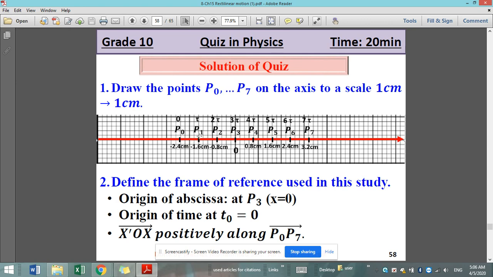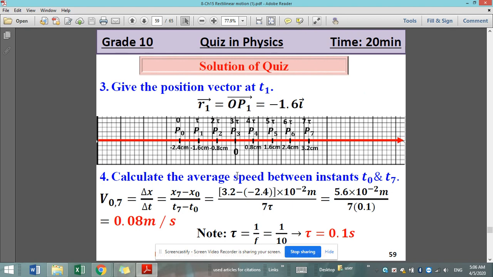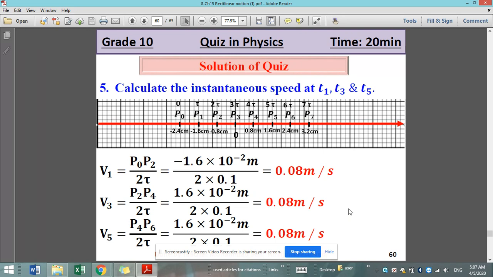every time equal tau. So this is being repeated, and the relation between the frequency and the period, or the tau, is that tau is the inverse of f. Having f in the SI unit, which is hertz, we can divide 1 by 10. So tau is equal to 0.1 second, and now we can use it here by substituting it. Calculate the instantaneous speed at T1, T3, and T5.